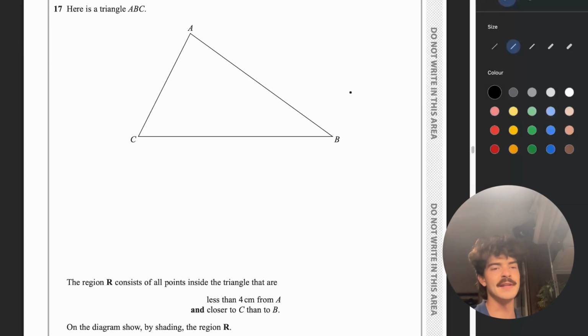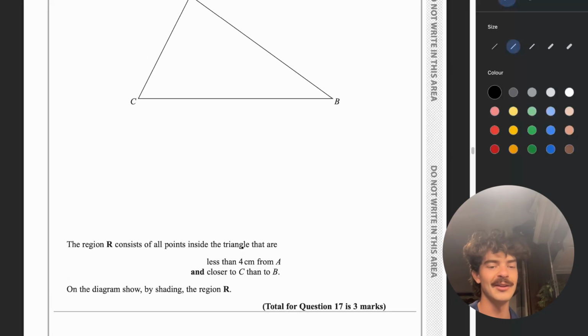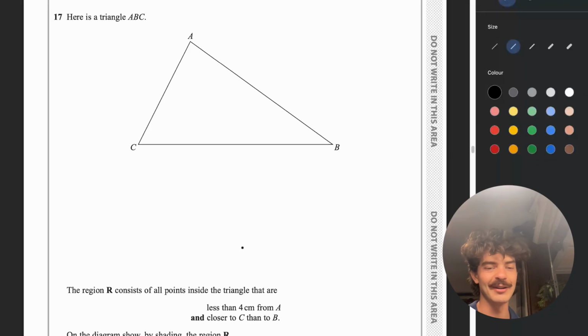Okay, question 17. Here is a triangle. Oh, we're not told very much about that, are we? But we're given a fair amount of space. The region R consists of all the points inside the triangle that are less than 4 centimeters from A and closer to C than to B. Right, okay, a loci question. On the diagram by shading the region, show on the diagram the region R.